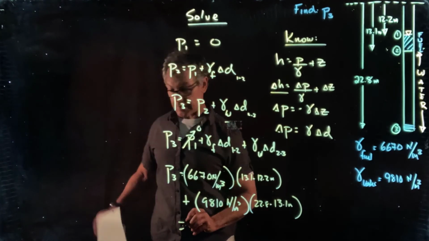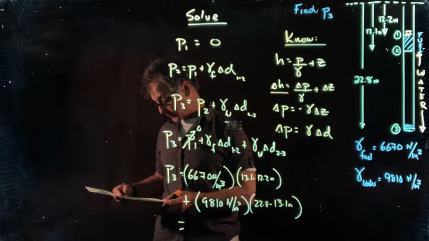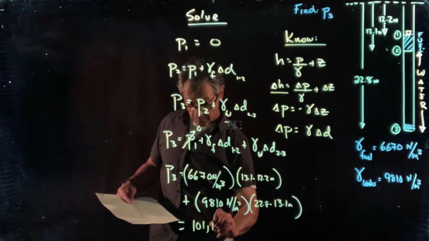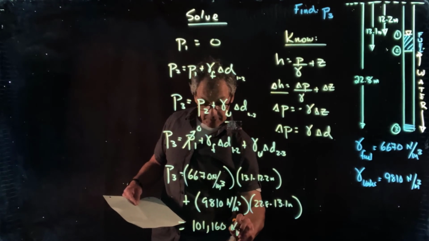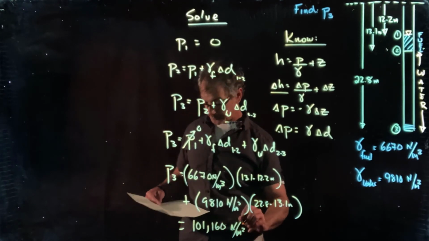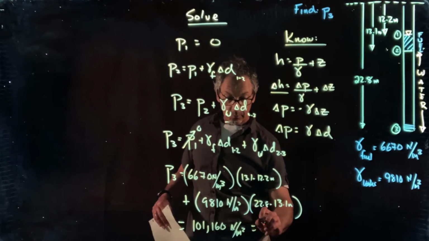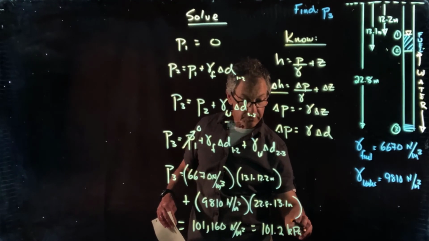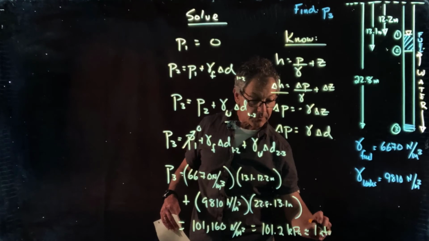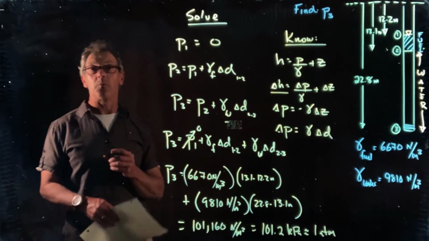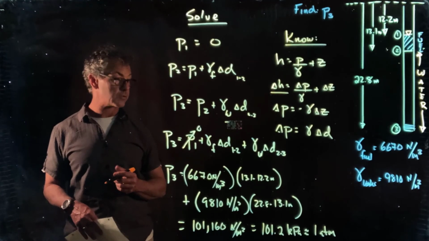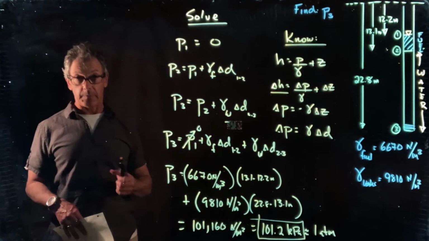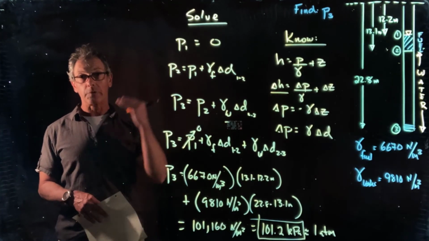And that comes out to be a pressure at the bottom there of 101,160 newtons per square meter, which we know is a Pascal. Right? So that would be about 101.2 kilopascal, which is approximately equal to 1 atmosphere. And the significance of that 1 atmosphere is not much, it's just coincidental that we're at that pressure. So here is our pressure at the bottom of that water column with the fuel sitting on top.